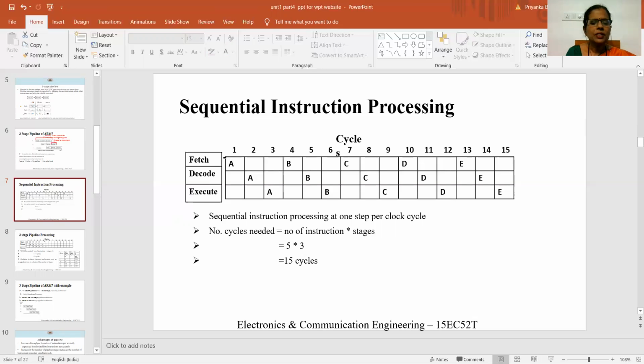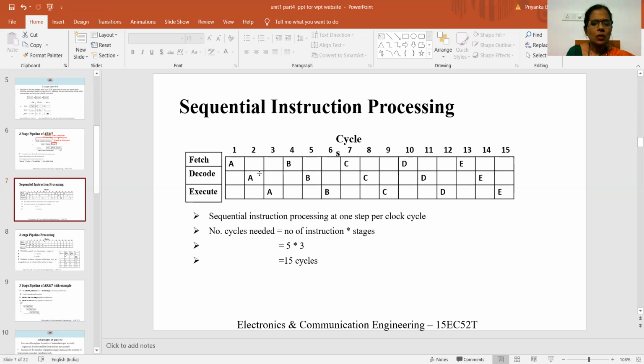So in sequential processing, assume the instruction A is fetched. The instructions here are marked as A, B, C, D and E. How many instructions have I shown here? 5 instructions. So in the first clock cycle, instruction A is fetched.